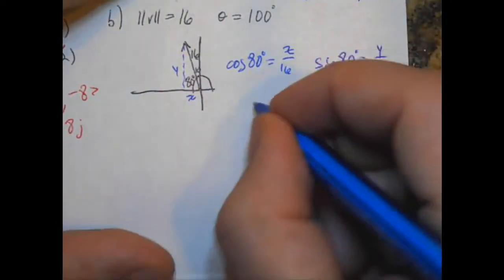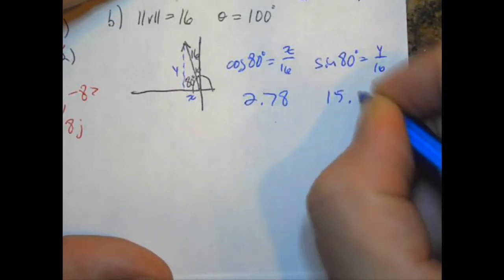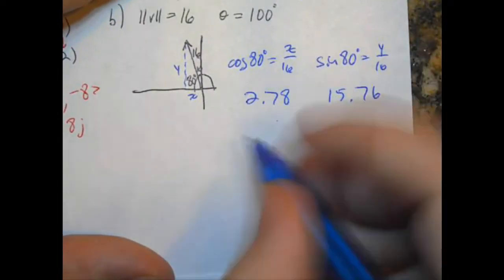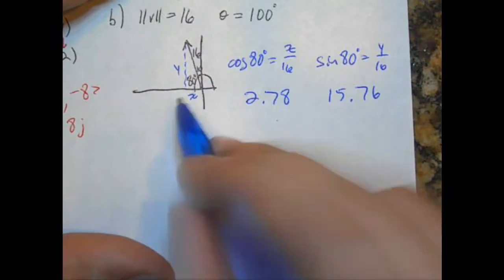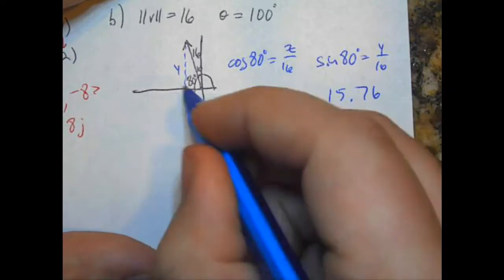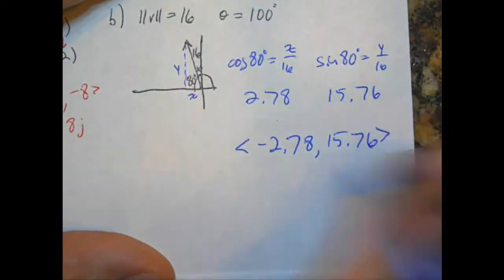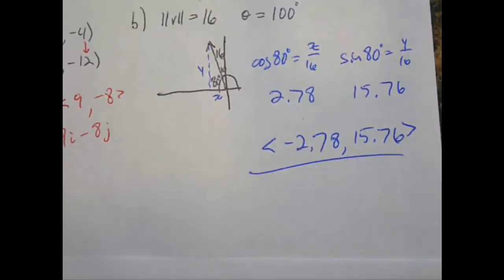2.78, 15.7, 7, 6. So again, here I'm going left in the x direction, so my x value will be negative. But I'm going up in the y direction, so my y direction will be positive. And C.